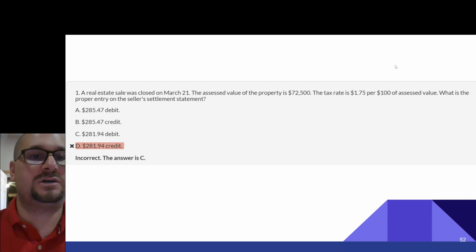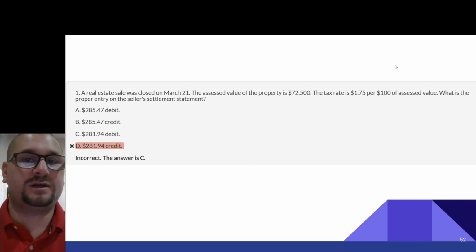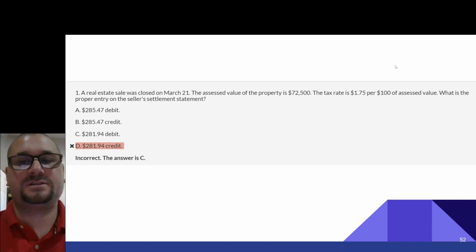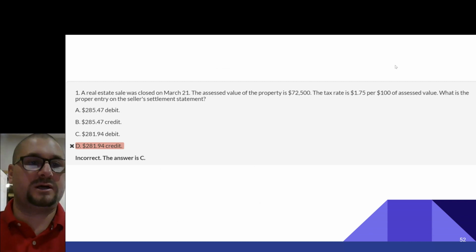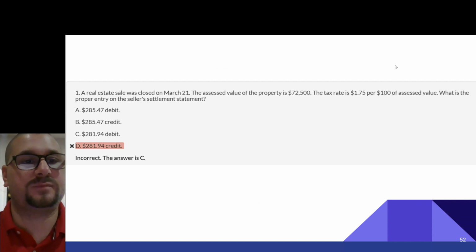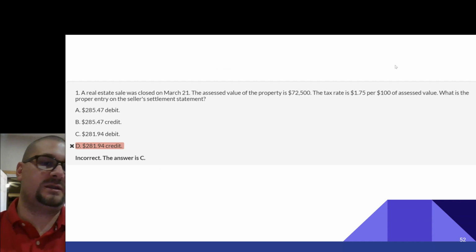So real estate sale was closed on March 21st. The assessed value of the property is $72,000. The tax rate is $1.75 per 100 of the assessed value. What is the proper entry on the seller's settlement statement? Is it a debit? Is it a credit?